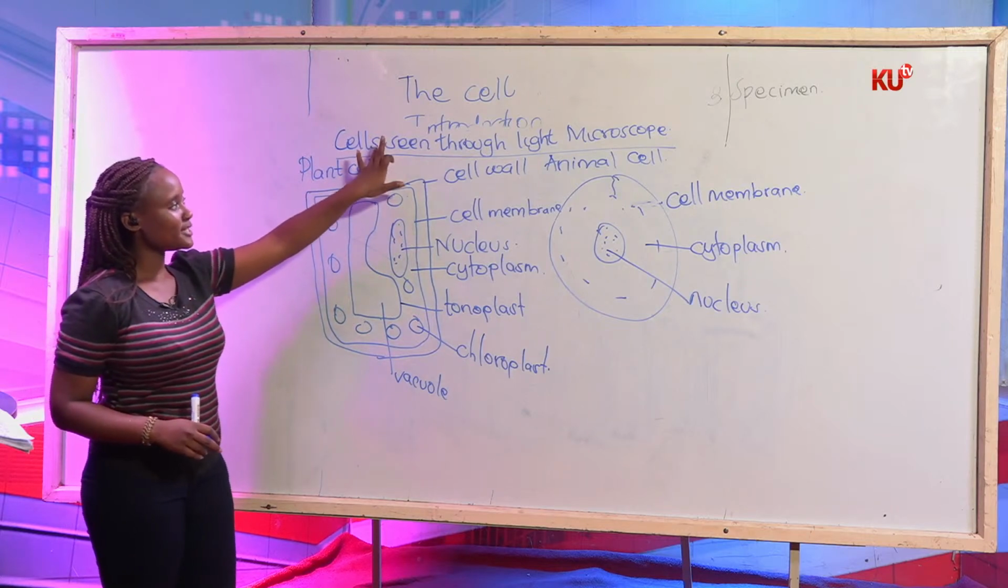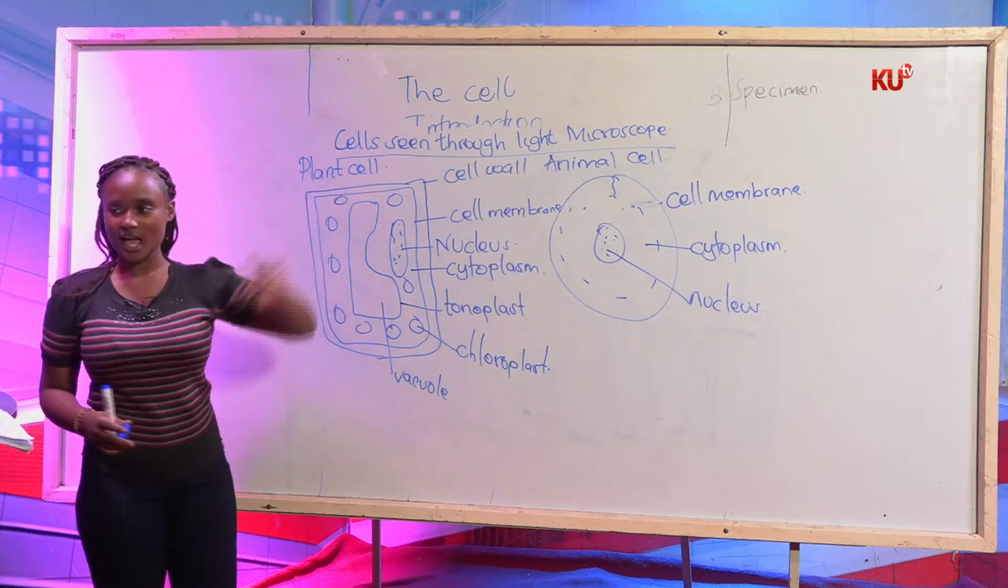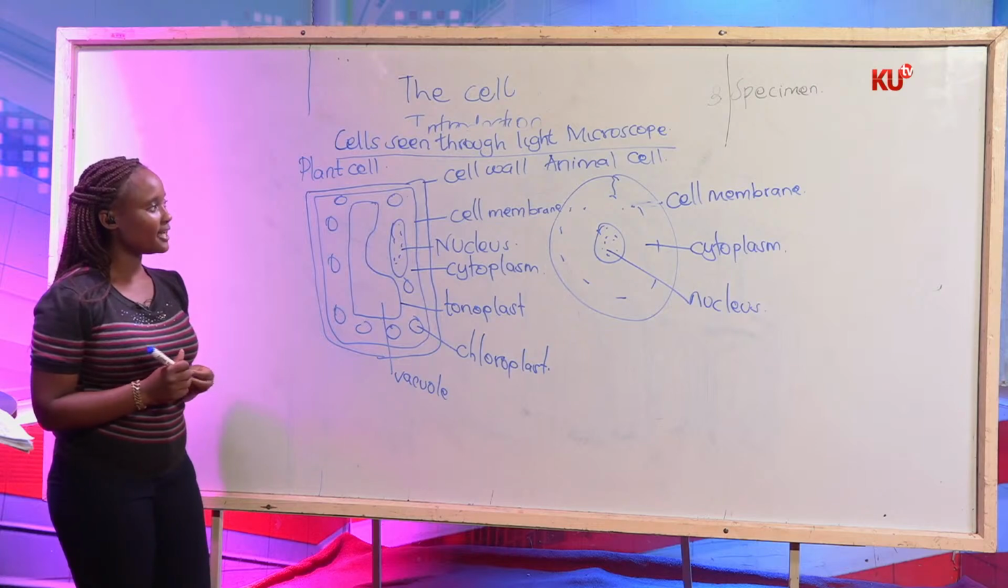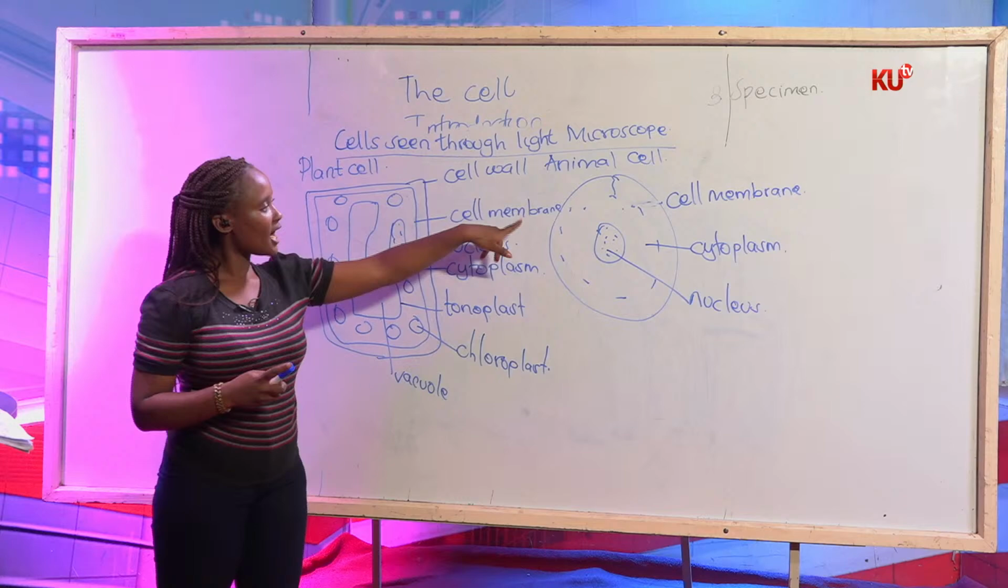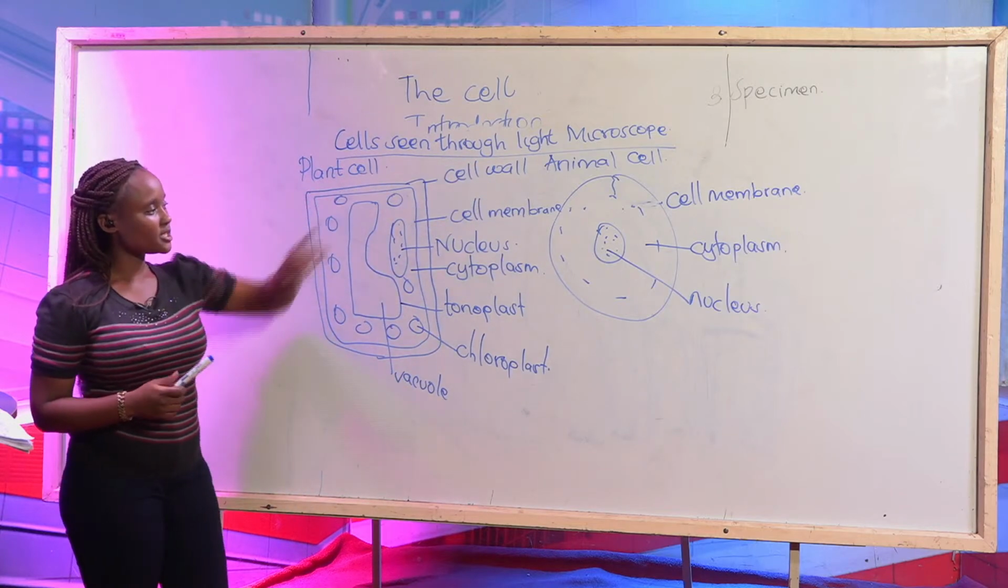So these are the cells that are seen through the light microscope, and the others are seen through the electron microscope. This is a plant cell seen under a light microscope, and the other one is an animal cell seen through the light microscope.